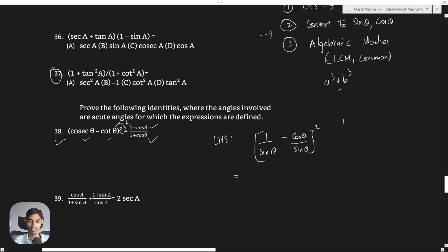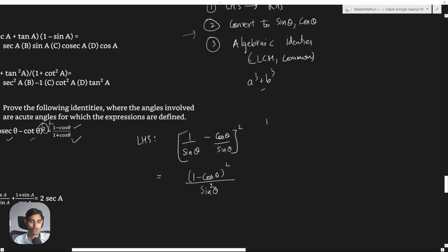So now we can take sine is common. We can take the LCM. Sine theta, 1 minus cos theta whole square, and this also whole square. And it is not theta square, it is sine square theta. It is not sine theta square. Probably you remember this.